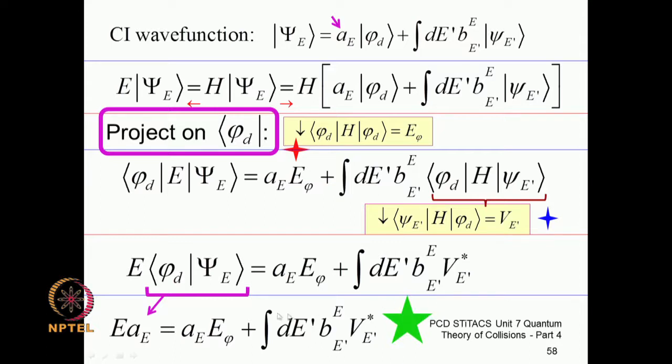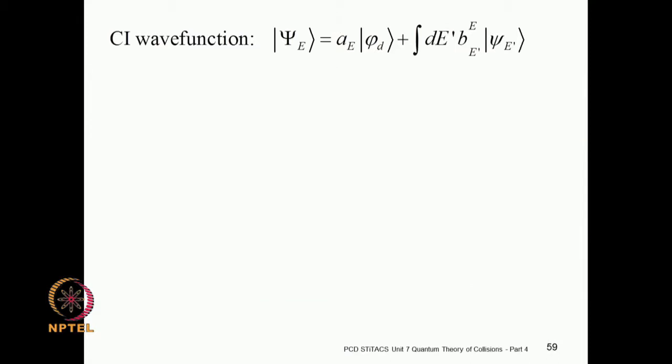Now I will refer to this equation with this green star because I am going to need it in subsequent analysis. So whenever we need to refer to this, I will pull it up with a reference to this green star. It is like giving it an equation number. So here you have this configuration interaction.